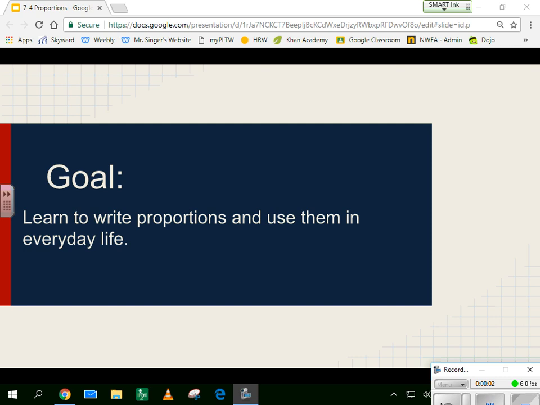Okay, we're going to get started with our last lesson before we jump into our first quiz of this unit. So today we're going to learn how to write proportions and use them in everyday life. This is my favorite lesson because this builds on so much stuff that we're going to be doing for the rest of the year basically. And we use proportions with so many things, it's awesome. Okay, today's date and page number should be written down too.